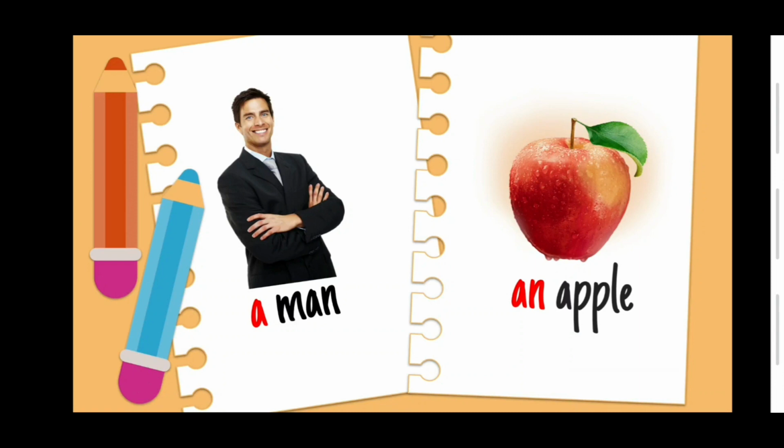Well, I'm going to give you the tip. We have to check the first letter of each noun. And the first letter of each noun will tell us if we're going to use a or if we're going to use an. Let's check. We have this example, okay? The first noun is man. Let's check the first letter of the noun. In this case, the first letter is M.